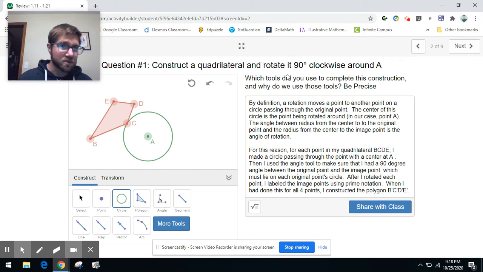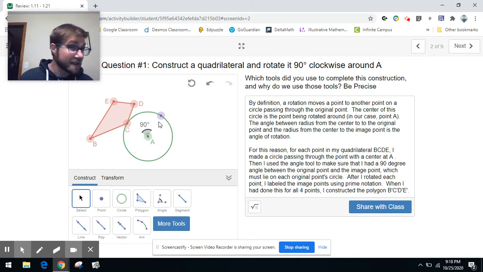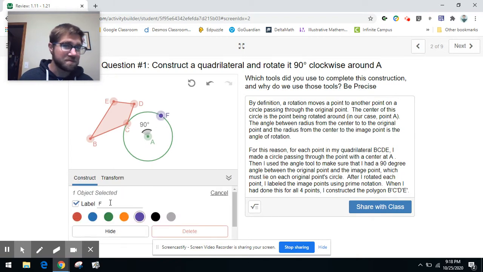And then because I want it to rotate 90 degrees, I will click on the angle tool. I'll click on C, then on A, and then on some point that's on the outside of the circle. Make sure I'm going 90 degrees clockwise. There would be two places where you could get to 90 degrees, but this would be counterclockwise. So it's this way. This way is clockwise. There it is. There's 90 degrees clockwise, and that is point C prime. Make sure that you label the points using prime notation.